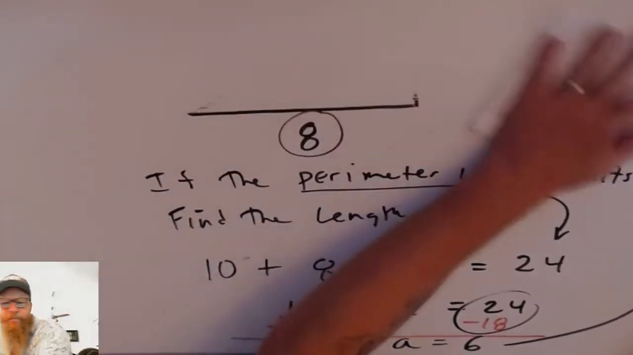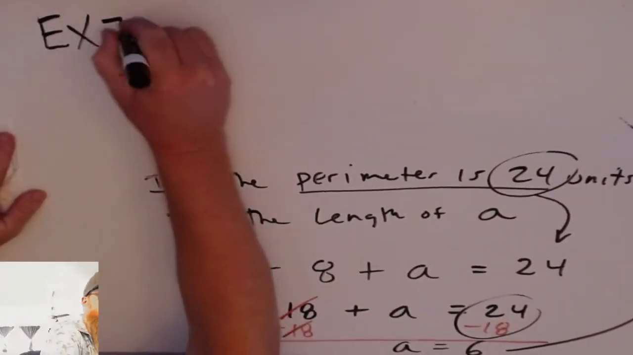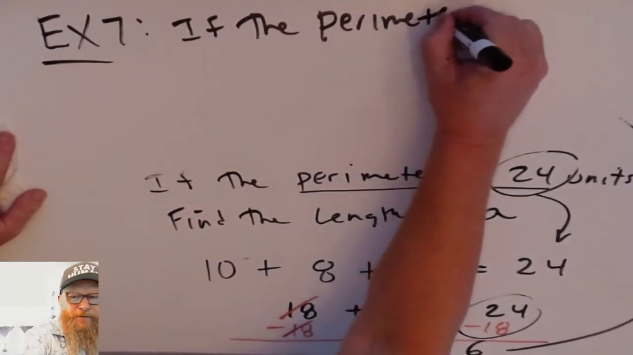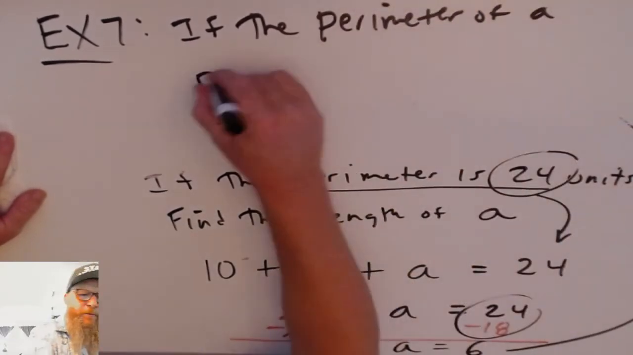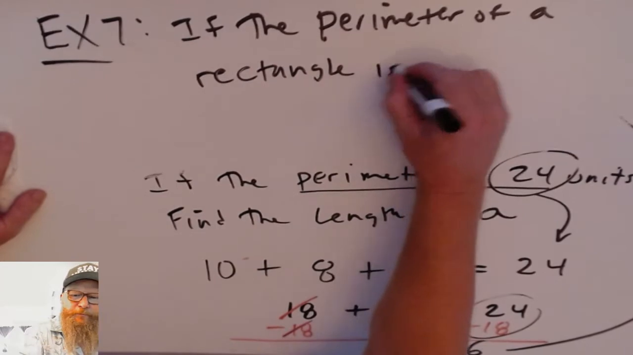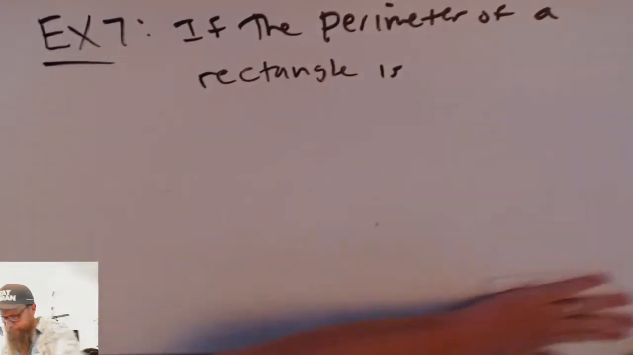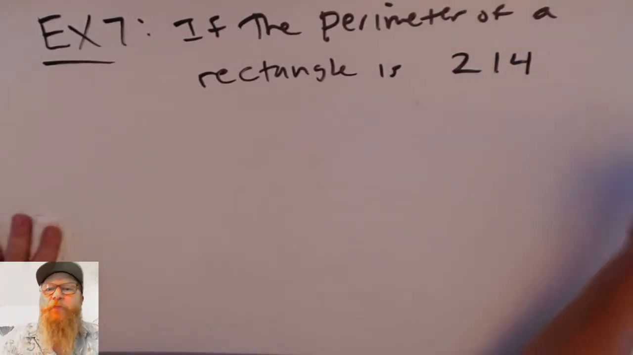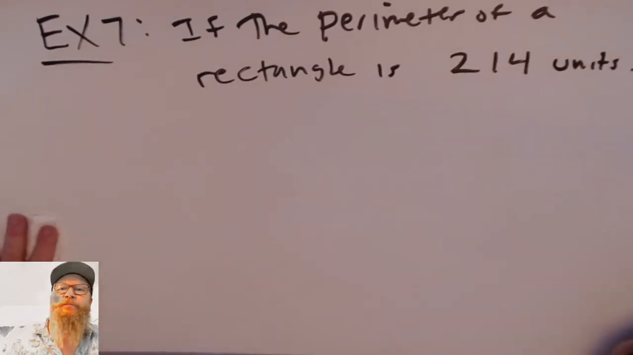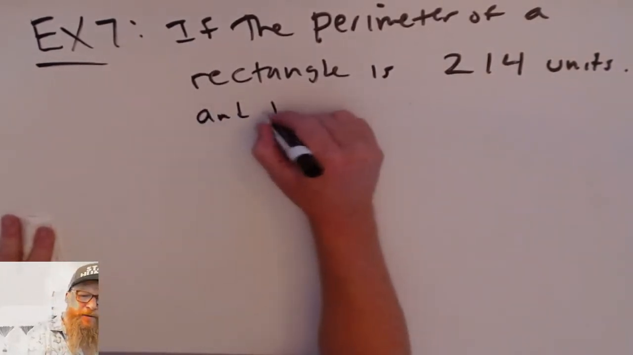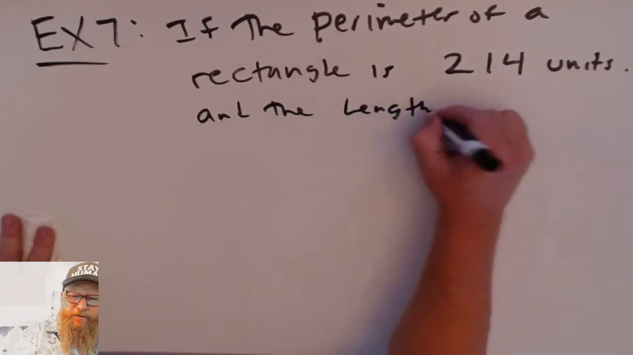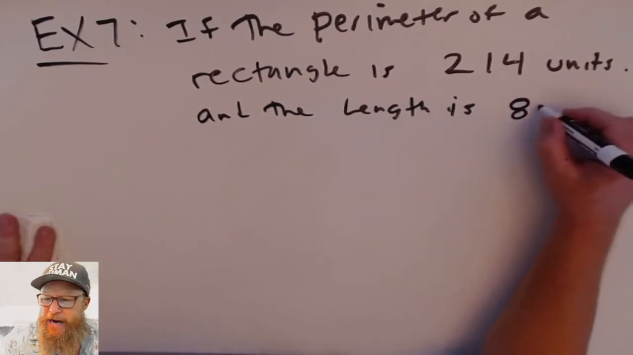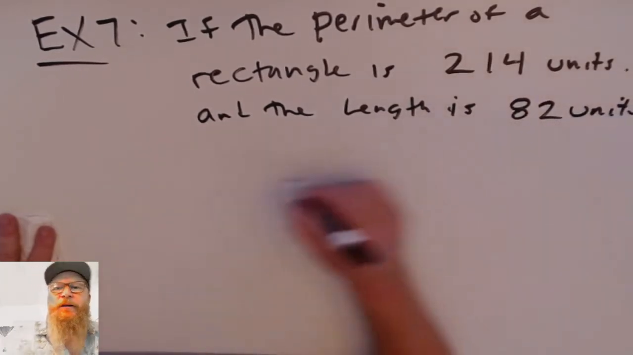Try another one. If the perimeter of a rectangle is 214 units, and the length is 82 units, find the width.